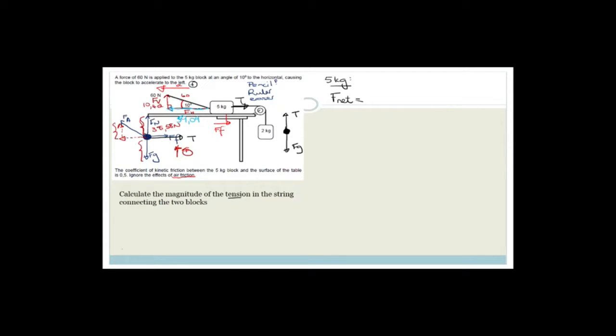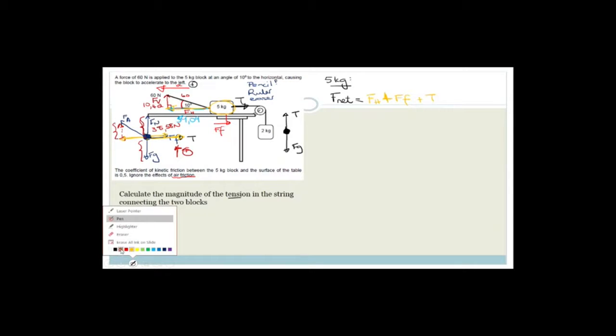So let's think. Okay, first of all, we've got the horizontal. Let's just do this in another color so you know what I'm doing. We've got the horizontal component, okay, in towards the left. So that's going to be F_H, plus we've got the force of friction, okay, plus we've got the tension. We'll worry about signs in a minute, but that's what's happening here. We've got the horizontal component, we've got the force of friction, and we've got the tension. And those are the horizontal forces acting on this 5 kilogram block, okay?